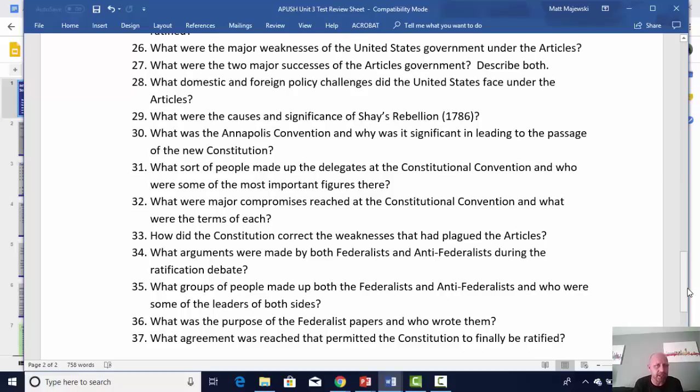Eventually, wealthy Americans raise their own army and put it down that way. It was a wake-up call for many wealthy, land-owning Americans who realized if something wasn't done to fix the Articles, they might lose their land down the road as well. 30, what was the Annapolis Convention, and why was it significant to the new Constitution?